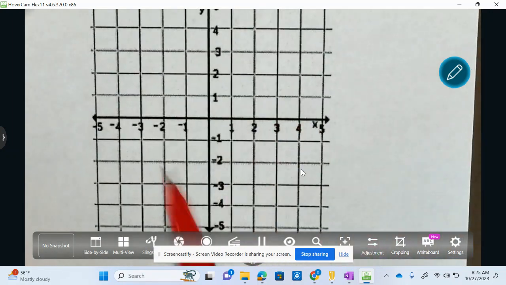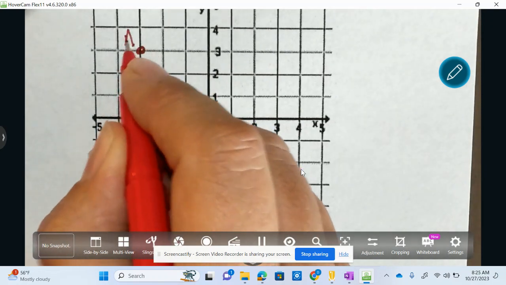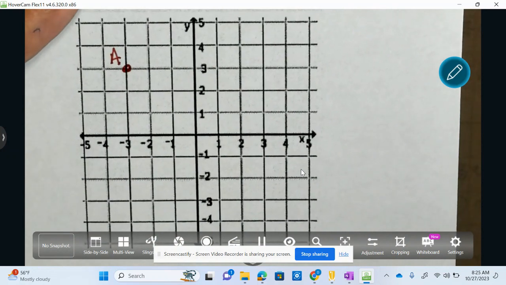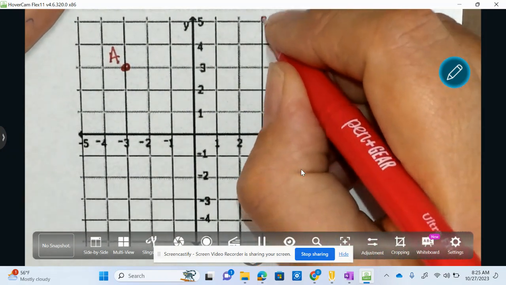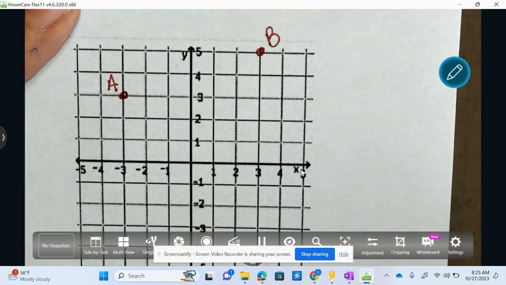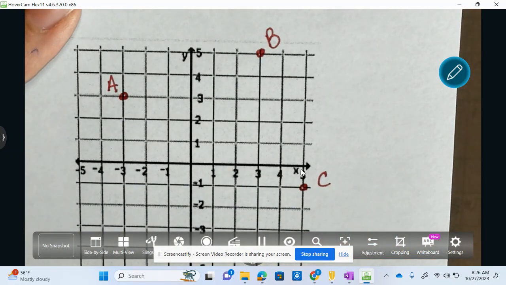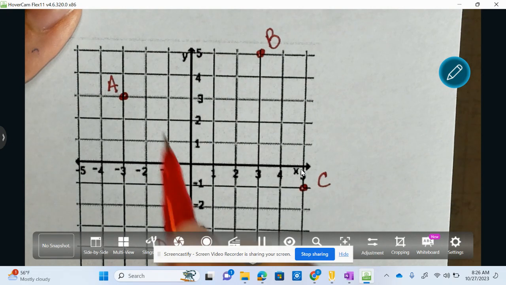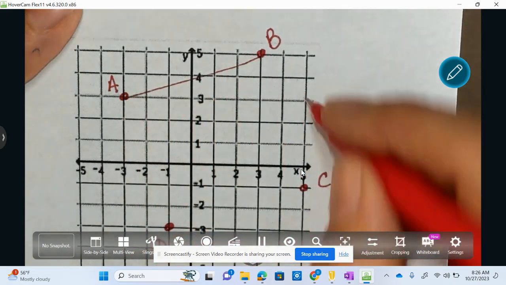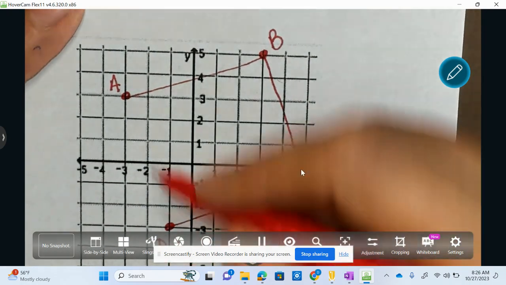Point A, -3, 3. Point B, 3, 5. Point C, 5, -1. And point D, -1, -3. So after I plot my ordered pairs, I connect my points with segments.